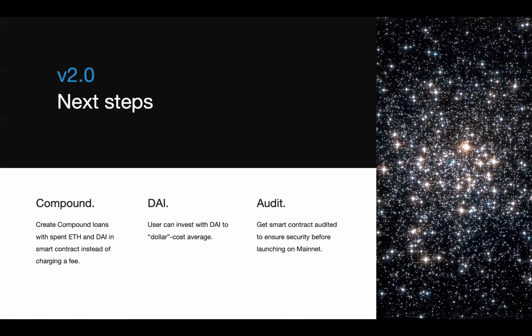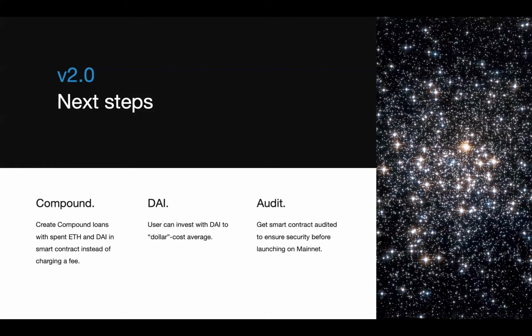Cool. So the next steps for version 2.0 of VulcanSwap, what I really want to do is, like I said before, integrate compound.finance. By creating compound loans with all of the Ether and the DAI that's put into the contract, we can make interest and have our business model be just making interest off of these loans, and just loan the money out when we don't need it, and then take it back into our supply when we actually need to execute these orders on the smart contract level.